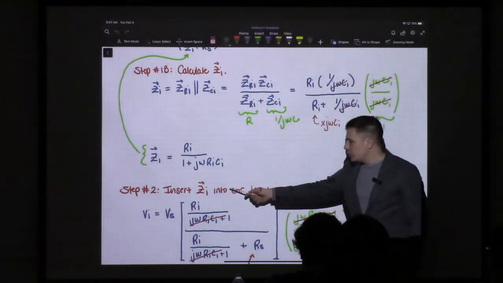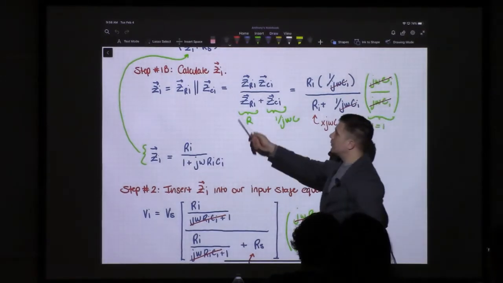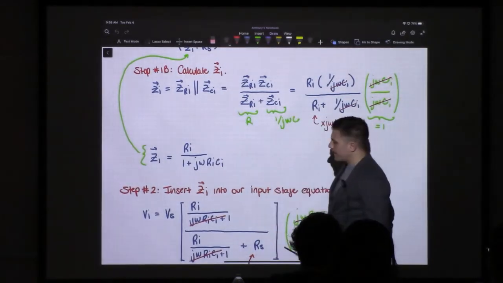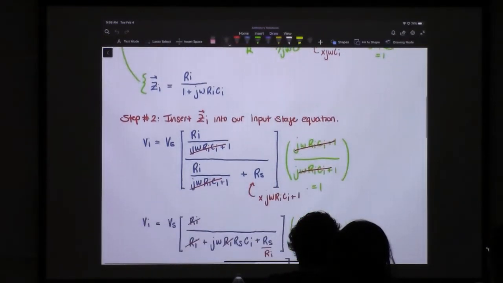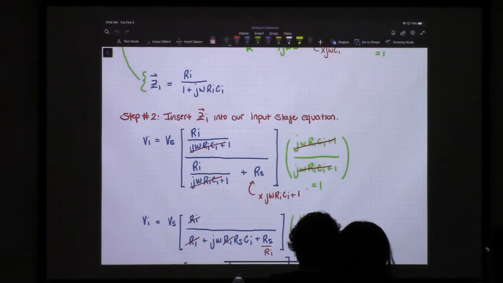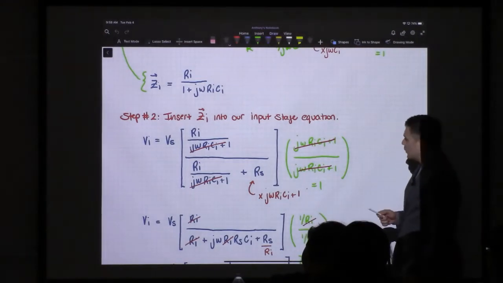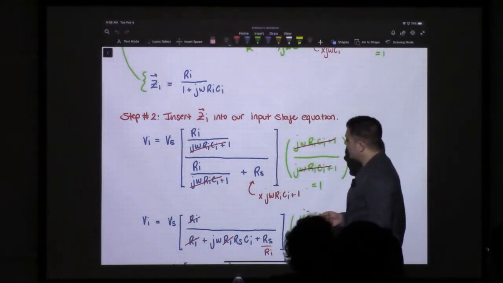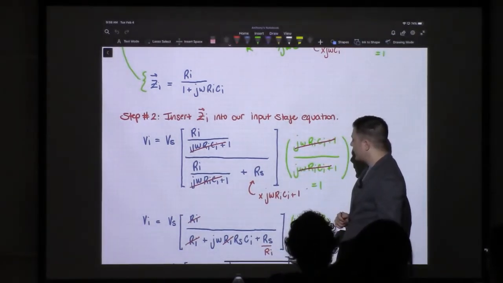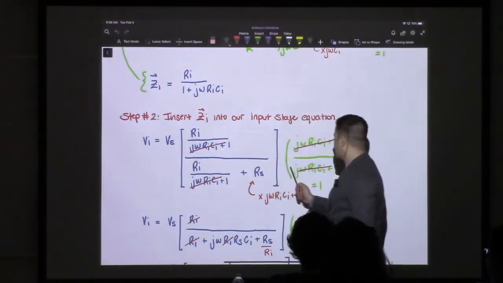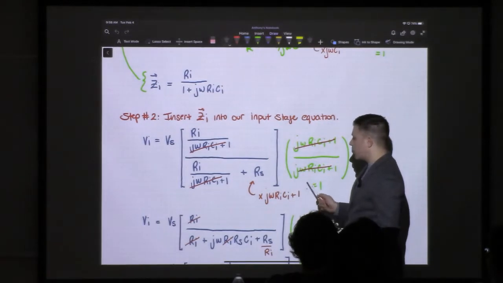Next, we have to insert Zi into our input stage equation. So we'll take this right here and plug it into the Zi up top. That leaves us with this. Again, we have a fraction in the denominator, and we're going to want to try to eliminate that. So we'll multiply by that value again, 1 over itself. That will cancel out with this, that will cancel out with this, and we'll have to multiply this by j omega Ri ci plus 1.